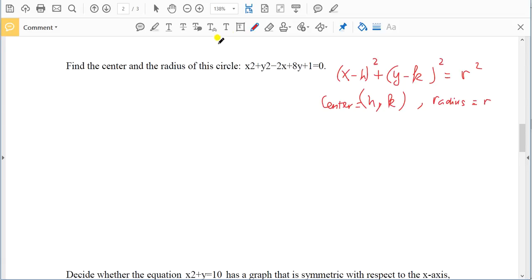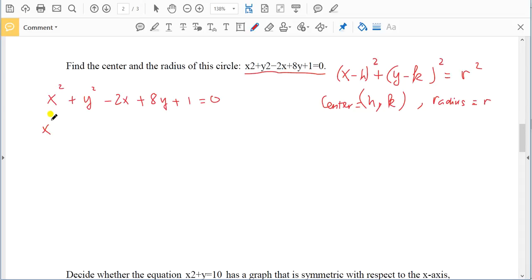Now in order for you to be able to identify h and k, we need to have the standard form first before we can do anything else. So how about we rewrite this one first? This is x squared and y squared, so I have x squared plus y squared minus 2x plus 8y plus 1 equals 0. We are not in the standard form yet, so we must have x minus something squared and y minus something squared. It looks like we can complete the square on the left hand side for x and y. So let's try to do that.